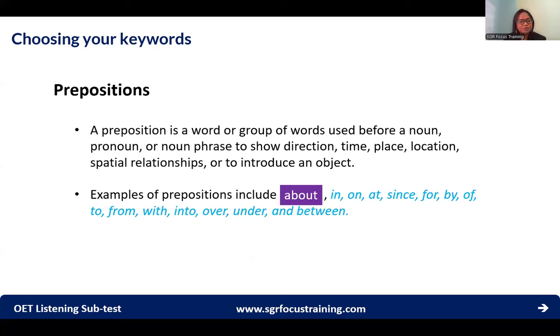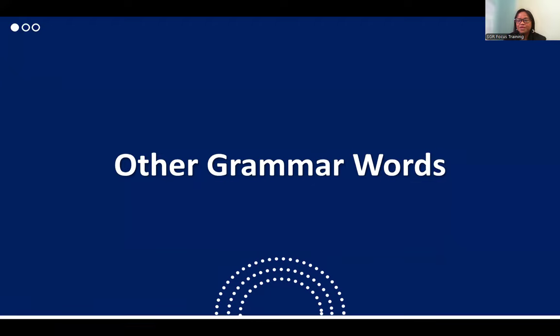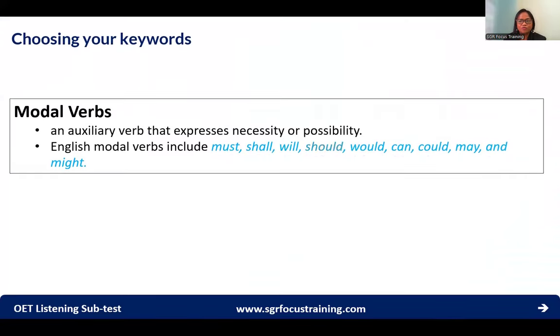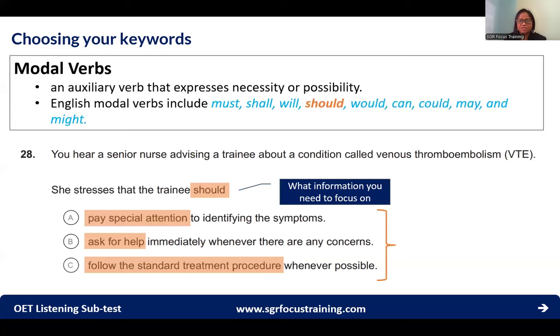When you understand prepositions, you understand which answer option we should listen to. There are also other grammar words that can help you when you are answering an OET exam, and that includes the use of modals, okay? Like the word should in here, that tells you you're looking for verbs.